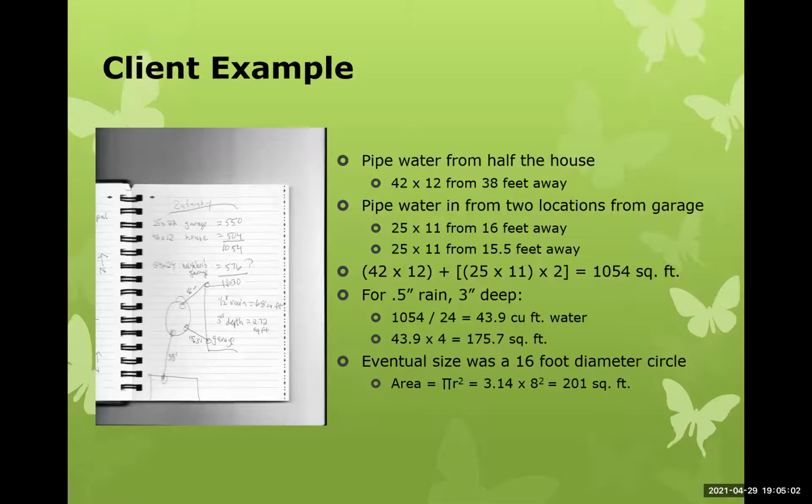Eventually, this rain garden was a 16-foot diameter circle, and the area of a circle is pi r squared. So 3.14 times the radius, which is 8, squared, turned out to be 201 square feet. So it was sufficiently large to capture a ½ inch of rain.